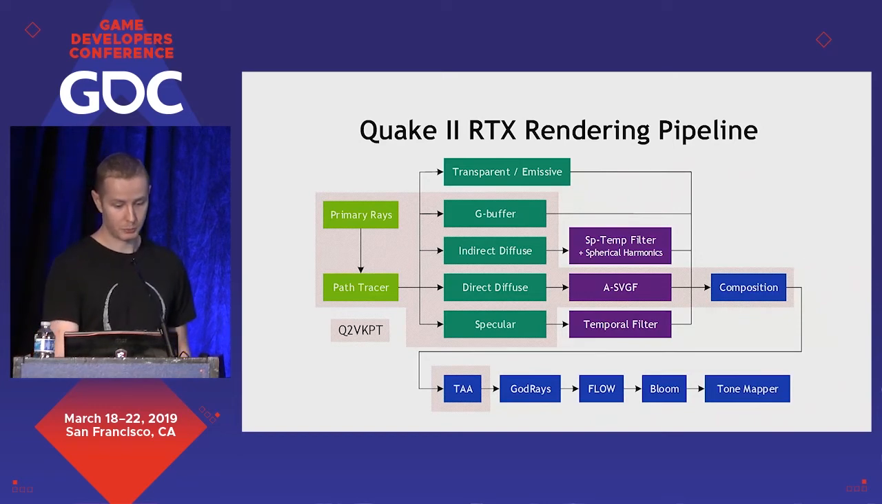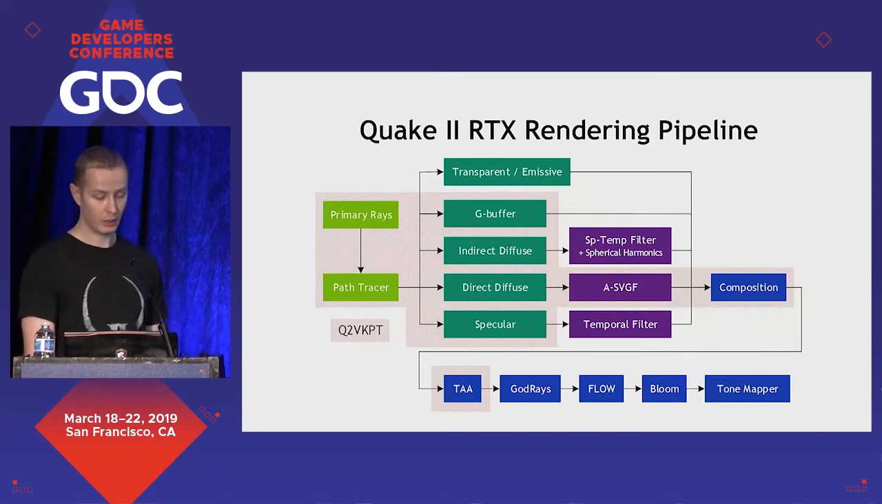Now, the G buffer is pretty obvious. We have albedo and normals there. Indirect diffuse goes through the spatiotemporal filter without variance guidance, but with spherical harmonics. Direct diffuse goes through SVGF, and specular goes through the temporal filter. After that, all the channels are composited on top of the G buffer, and then temporal anti-aliasing is applied.